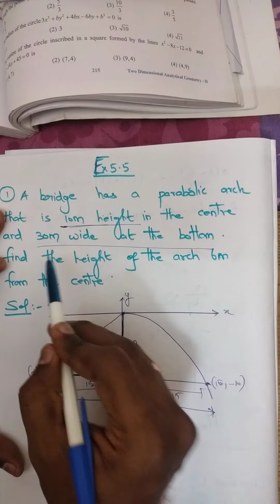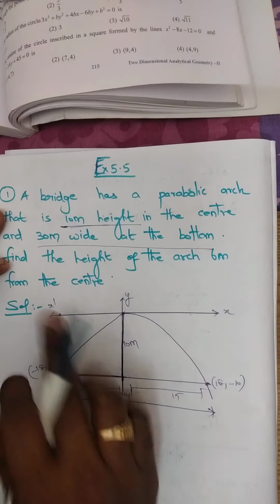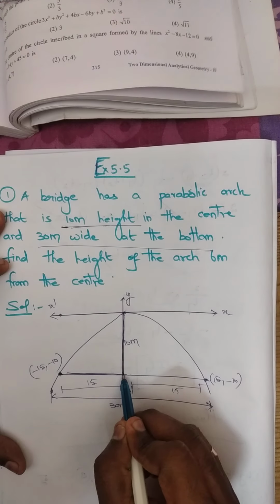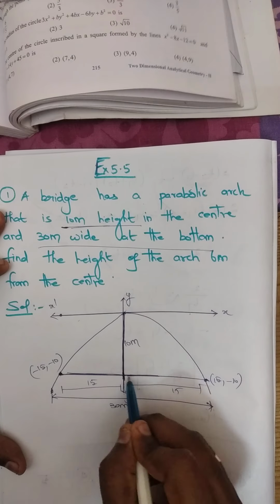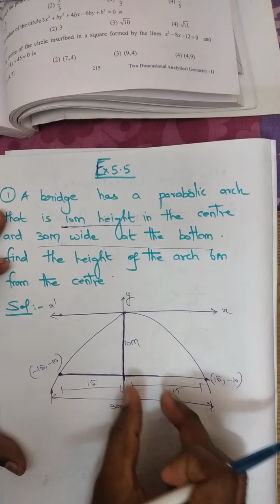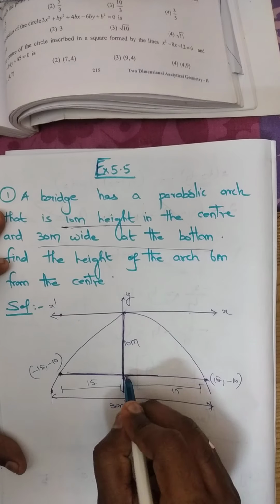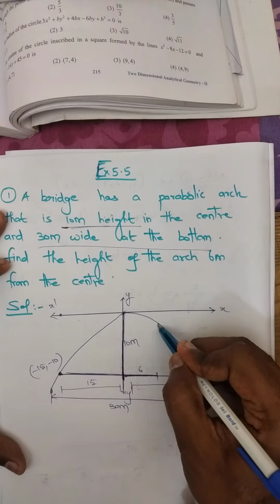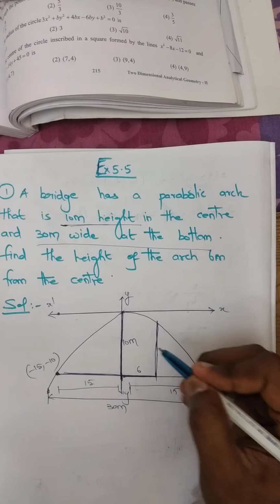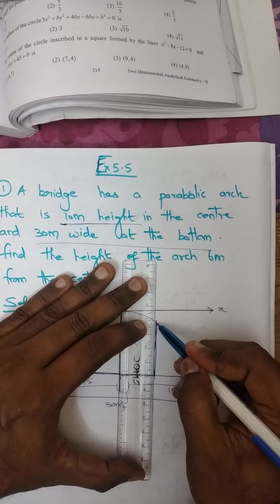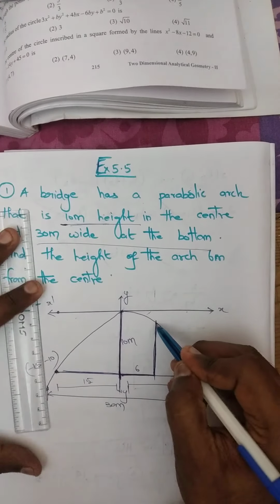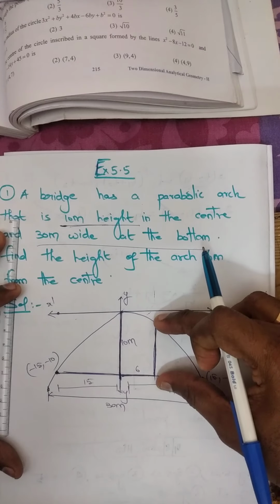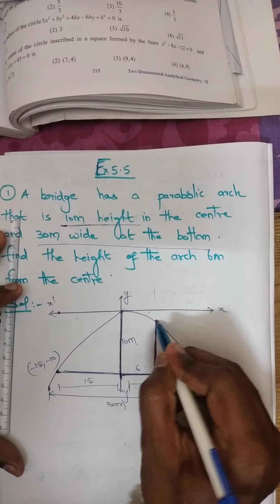Next, what is given here? Find the height of the arc 6 meter from the center. I need to move 6 meter. As this is horizontal, this is the x-axis, this is nothing but 6 meter. I'm going to place 6 meter here. Now they are asking, what is the height of the arc? They ask for this height. If this one is x meter, what will be the height?